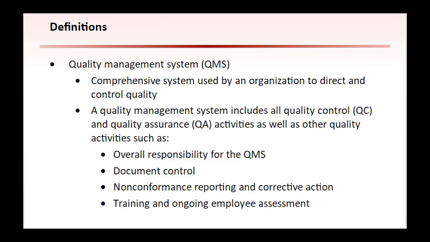This module begins with the definitions of three critical terms. First, a quality management system is the comprehensive system used by an organization to direct and control quality. This includes all quality control, QC, and quality assurance, QA, activities, as well as other quality activities such as overall responsibility for the quality management system, document control, non-conformance reporting and corrective action, and training and ongoing employee assessment.